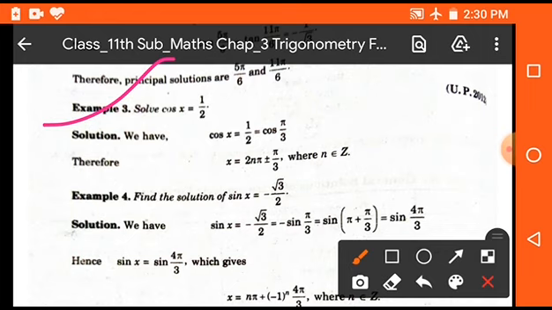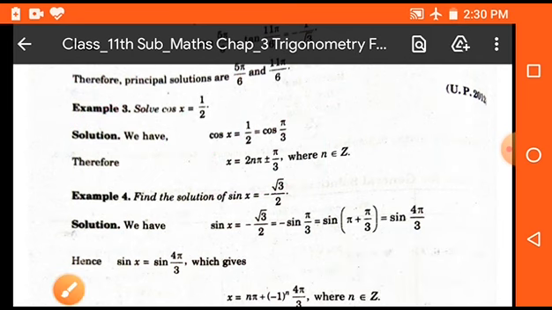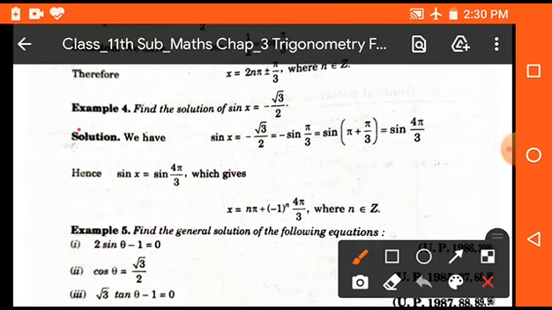Solve cos x is equal to 1 upon 2. So cos x is equal to 1 upon 2, that means cos pi upon 3. Now we know that when cos theta is equal to cos alpha is given, then x is equal to 2 n pi plus minus alpha. Here alpha is pi by 3. Clear, students?